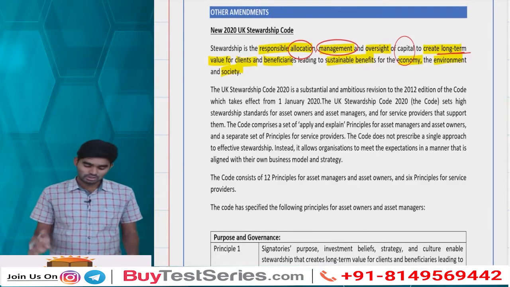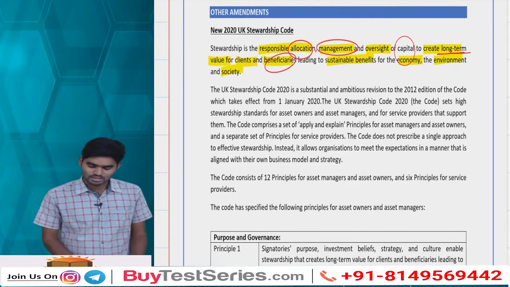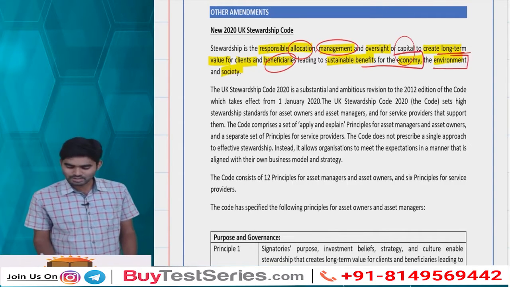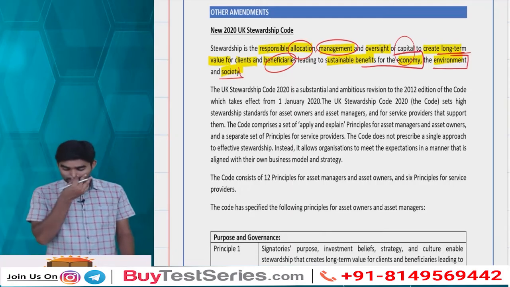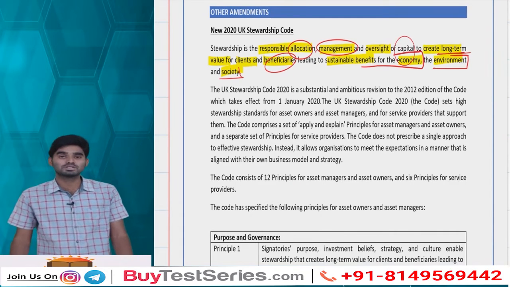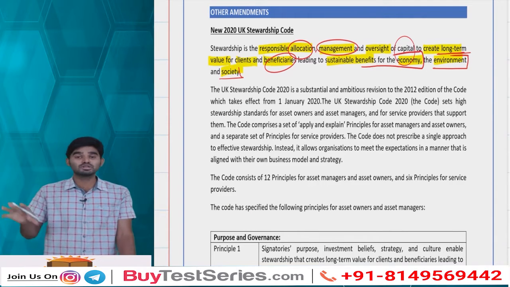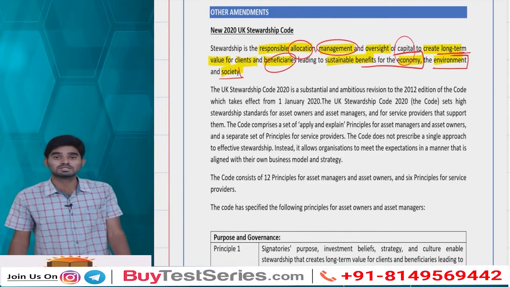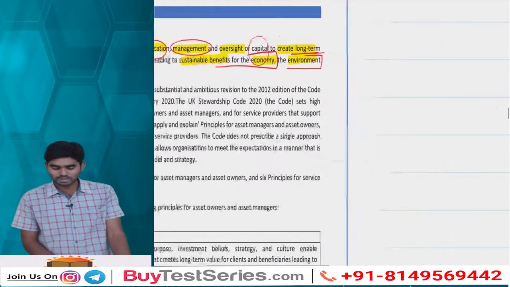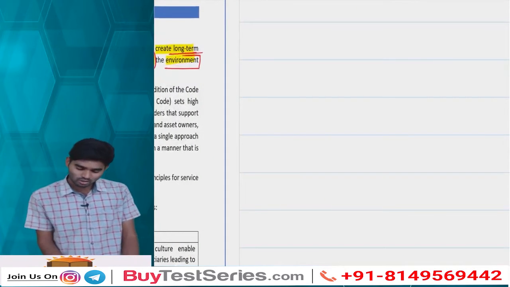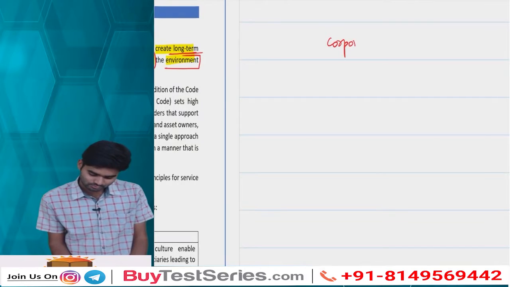Clear, everyone? So it is not only with respect to your beneficiaries, but also to the benefit of the economy, the environment, and the society. Why has environment come into the picture, sir, here? Sir, corporate governance is not only with respect to the governance of your respective laws. Sir, first of all, what do you mean by a corporate governance?